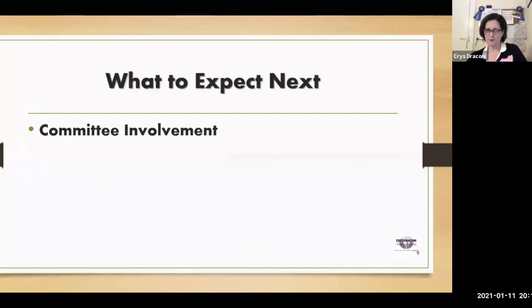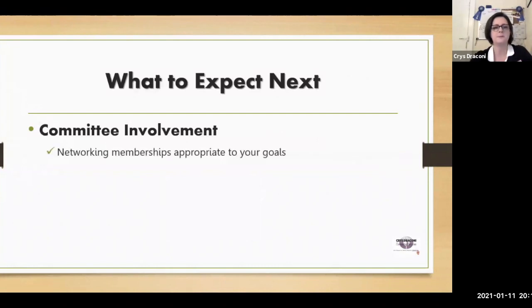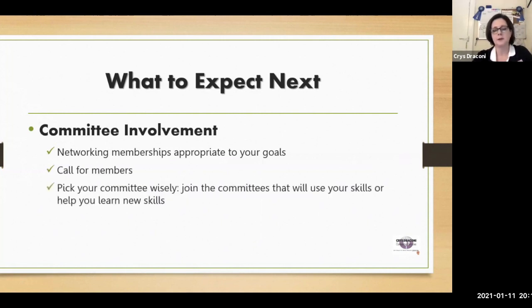So we're going to go through each of those areas again, just like I promised, but I'm going to help you understand what to expect. So for committee involvement, networking memberships appropriate to your goals. They'll usually do a call for members. You'll pick your committee wisely. Join committees that will use your skills or help you learn new skills.